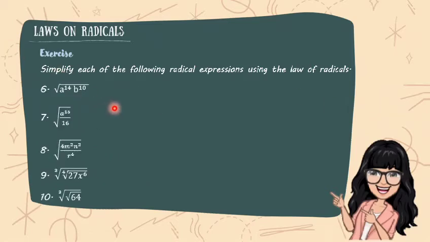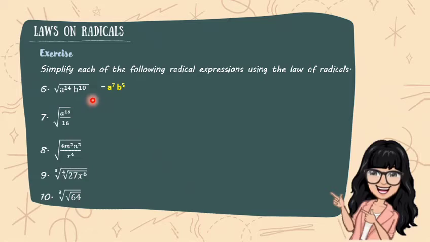Now let us have the 6 to 10 exercises. Again, simplify each of the following radical expressions using the law of radicals. So we have number 6: square root of a raised to 14, b raised to 10. Notice that our index here is equal to 2. We are getting the square root. Our exponents here are even numbers, so it is possible to get the square root of these expressions.